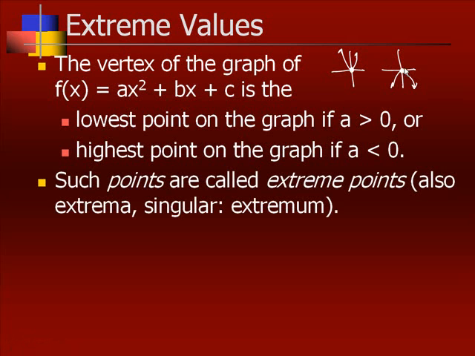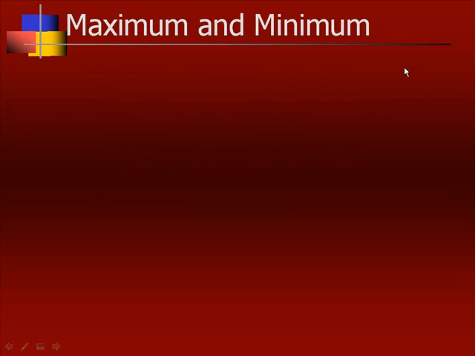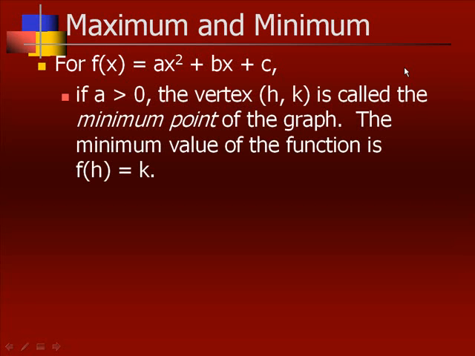Such points are called extreme points, or also extrema, or if you're talking about just one, it's the extremum. The maximum and minimum values are sort of like the extreme points. For f of x equals ax squared plus bx plus c, if a is greater than 0, the vertex (h, k) is called the minimum point of the graph.